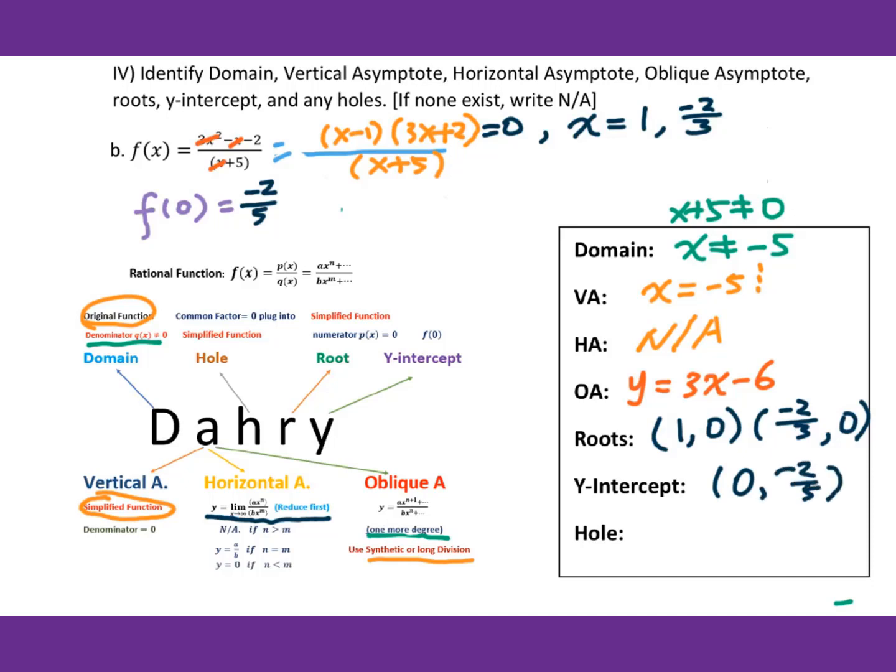If you want to plug into this factored form, you will get the same answer. Since there is no common factor to be reduced, therefore, no hole for this rational function.